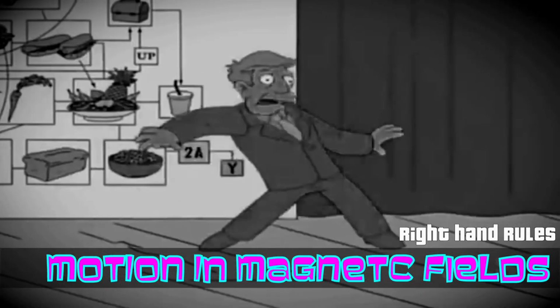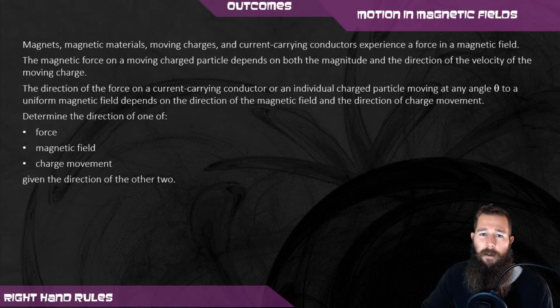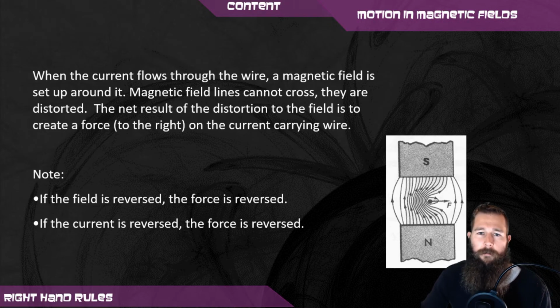Right-hand rules. In this video, we'll be looking at the magnetic field that's created when charged particles move. When current flows through a wire, a magnetic field is created around it. So in physics, when we talk about current, it's just moving charged particles.